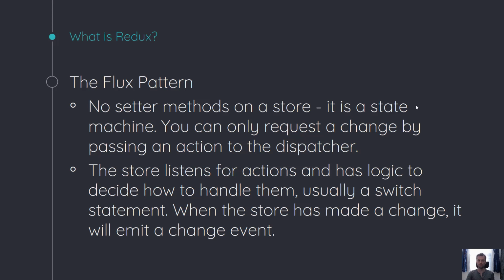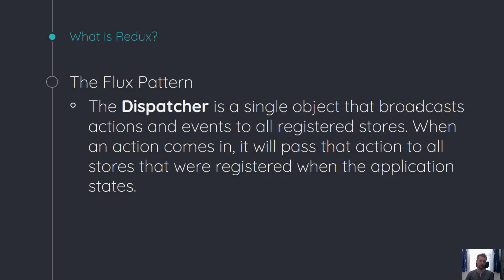Now, the store is listening for all of the actions, and it has logic to figure out how to handle the various actions, the behaviors that are passed to it. And usually this is a switch statement or a bunch of ifs or something along those lines, right? And then when the store has made a change, it emits a change event. And this is what's called a publish subscribe model, which we can go over a little bit more when we talk about the remaining pieces of the Flux pattern.